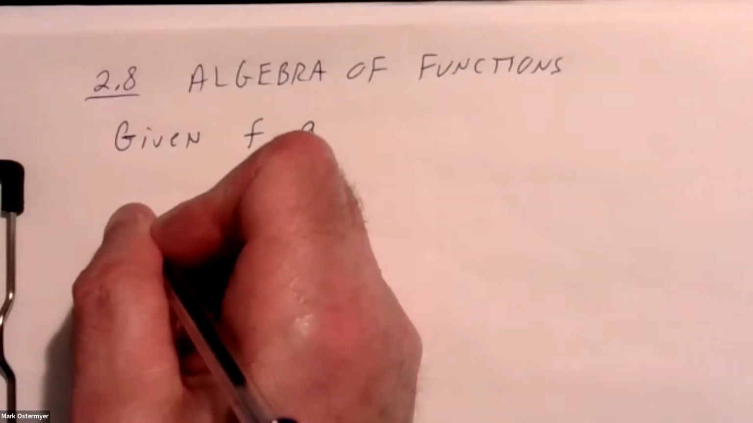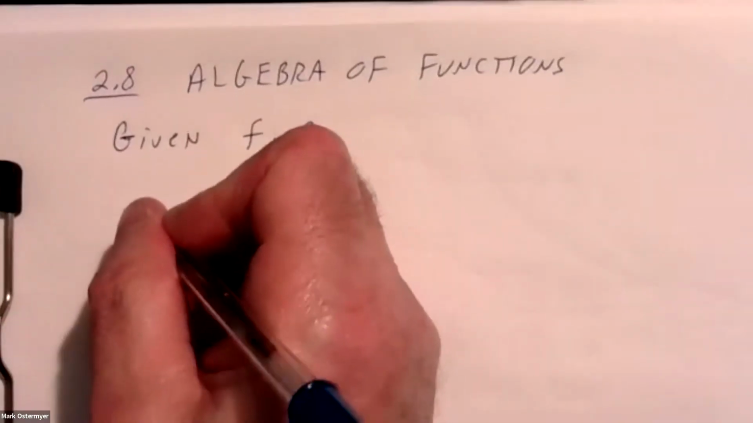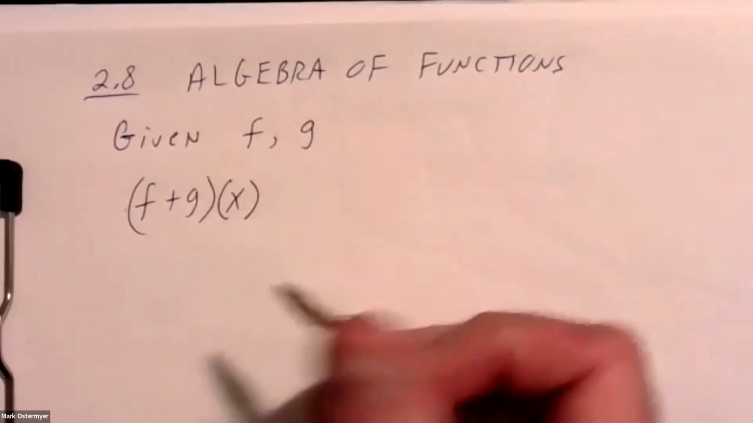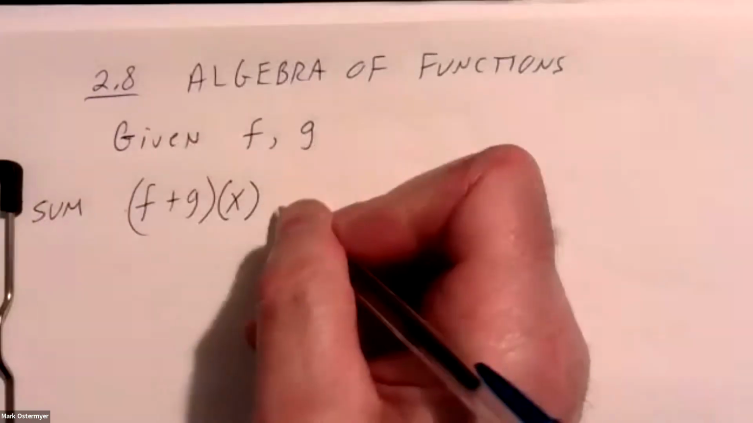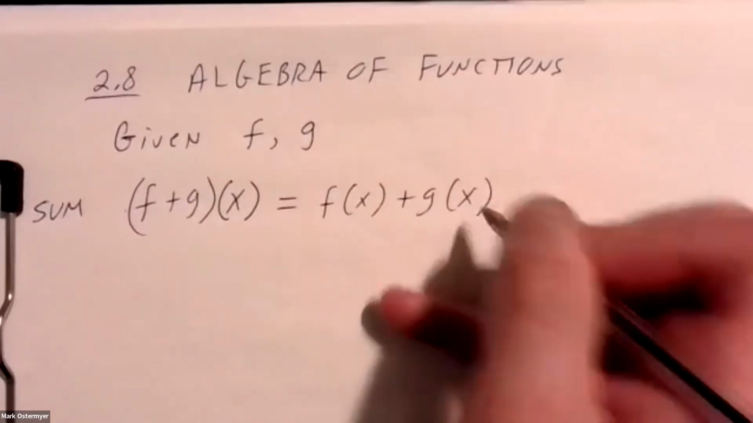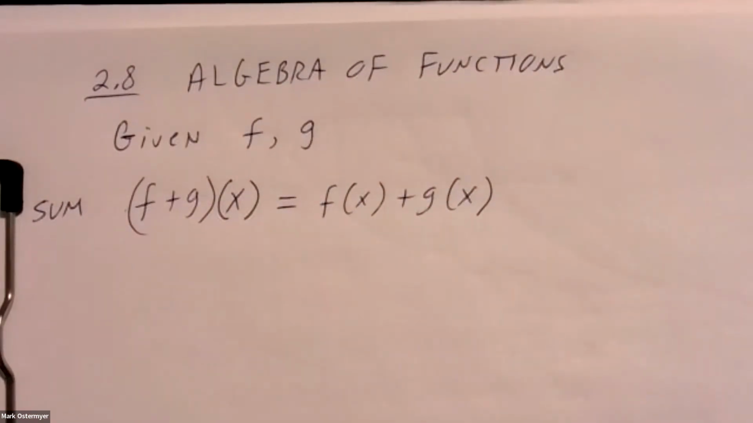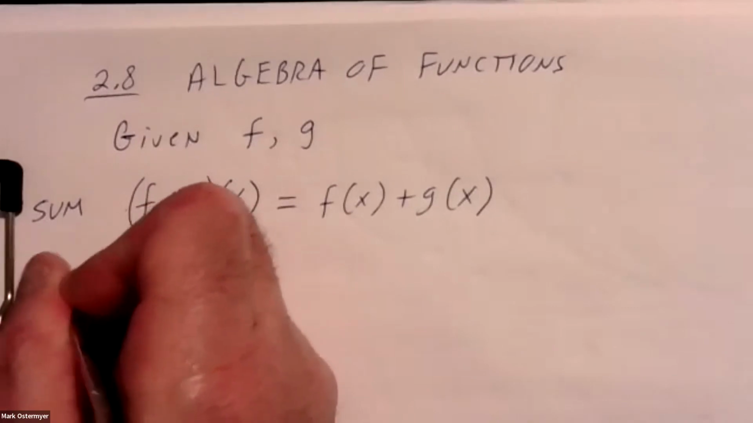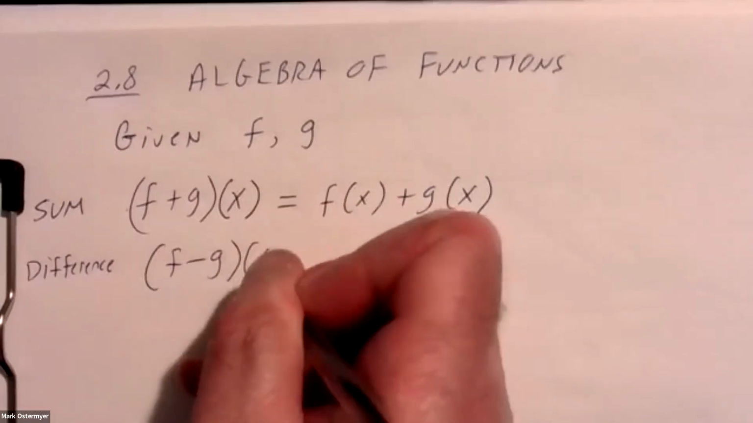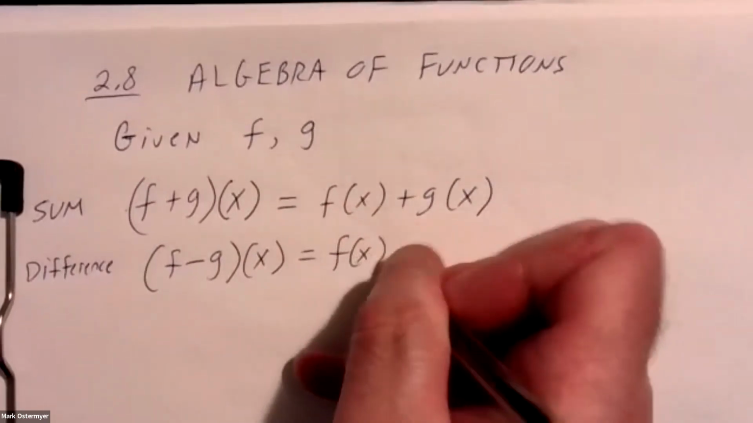Now, I can form brand new functions from these pre-existing functions. I can form what's called a sum function, f plus g of x. It's formed by taking the output of function f and adding it to the output of function g. So this sum function is formed by adding f of x and g of x together. All right, we can form what's called a difference function, namely f minus g of x. And this brand new function is formed by taking f of x and subtracting off g of x.